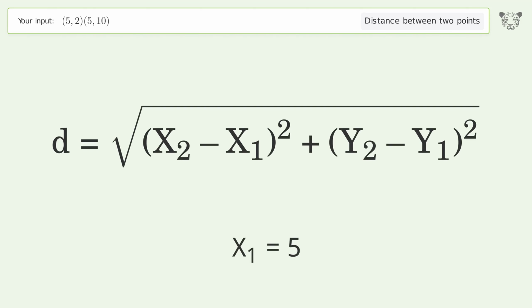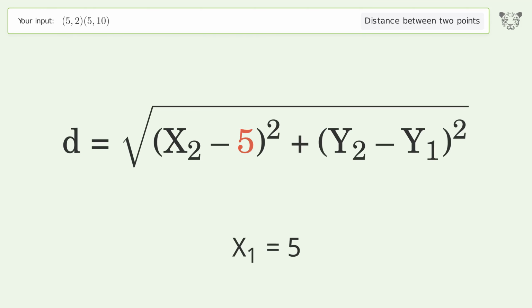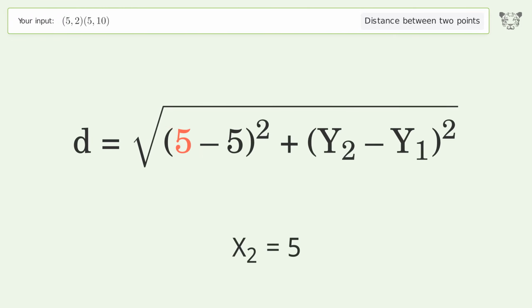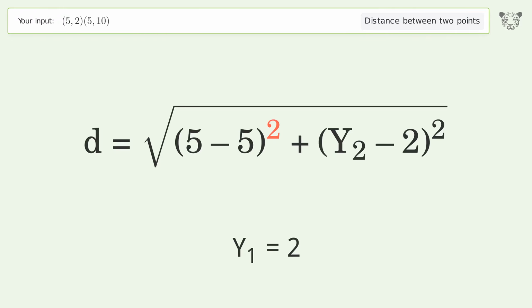x1 equals 5. x2 equals 5. y1 equals 2. y2 equals 10.